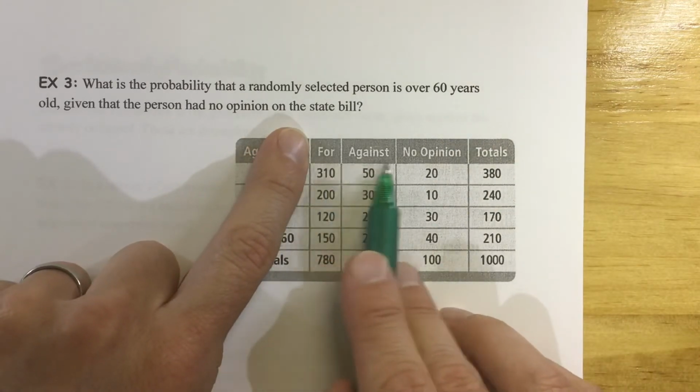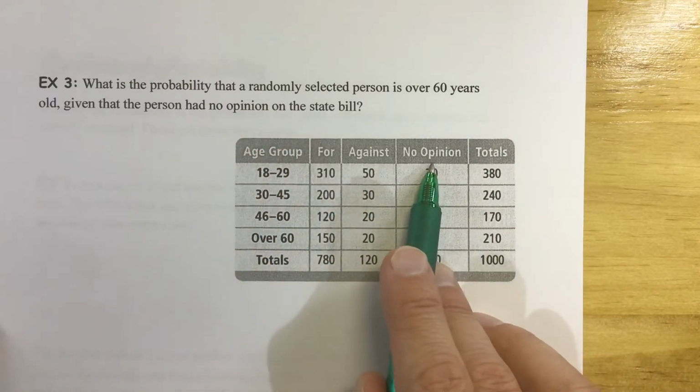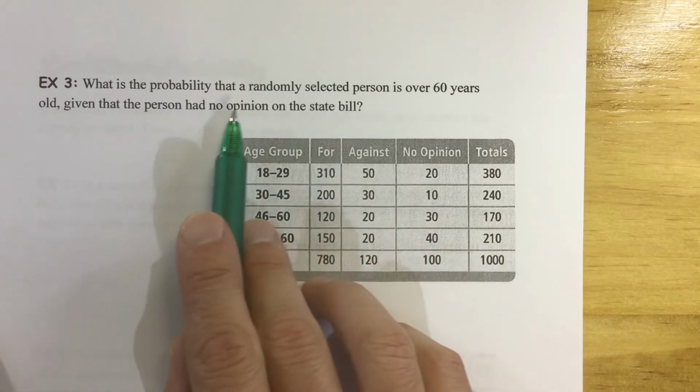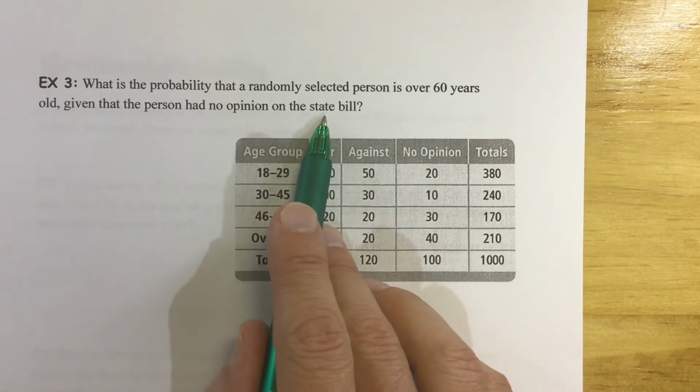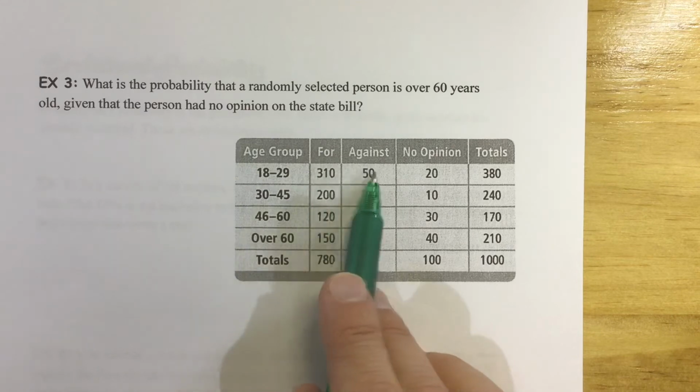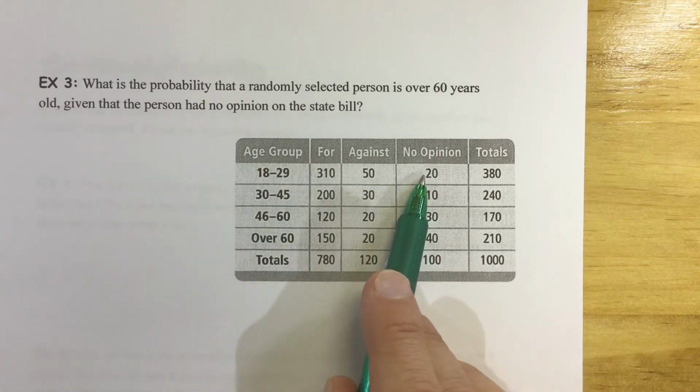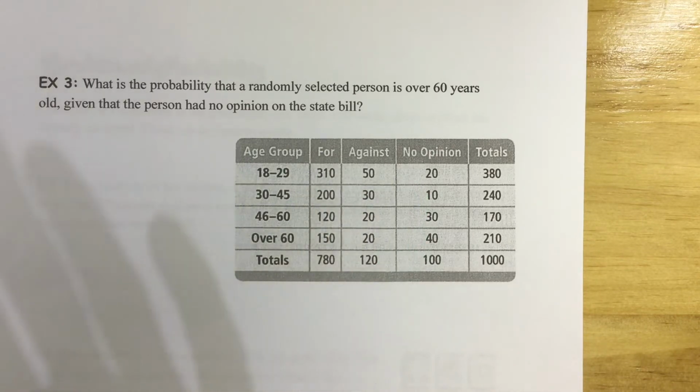You've got for, against, or no opinion. This had to do with an opinion on a state bill. We don't need to know what it was, but they're either for it or against it, or they don't really care. Those are your options. So you do have more subcategories, but you actually have 2 large categories that you're just matching up: ages and opinion. That's it, ages and opinion.